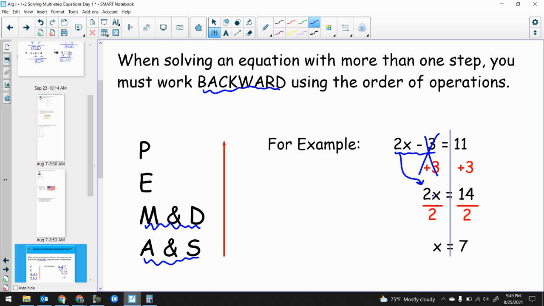Now, to finish this off, this is a simple 1-step problem. I divide by 2 to both sides, and I get x equals 7. Remember that you can always plug that back in, if you're second guessing yourself. So 2 times 7 minus 3, is that truly 11? Well, 2 times 7 is 14. Minus 3 is 11. That checks out. So I know that 7 is indeed my solution.